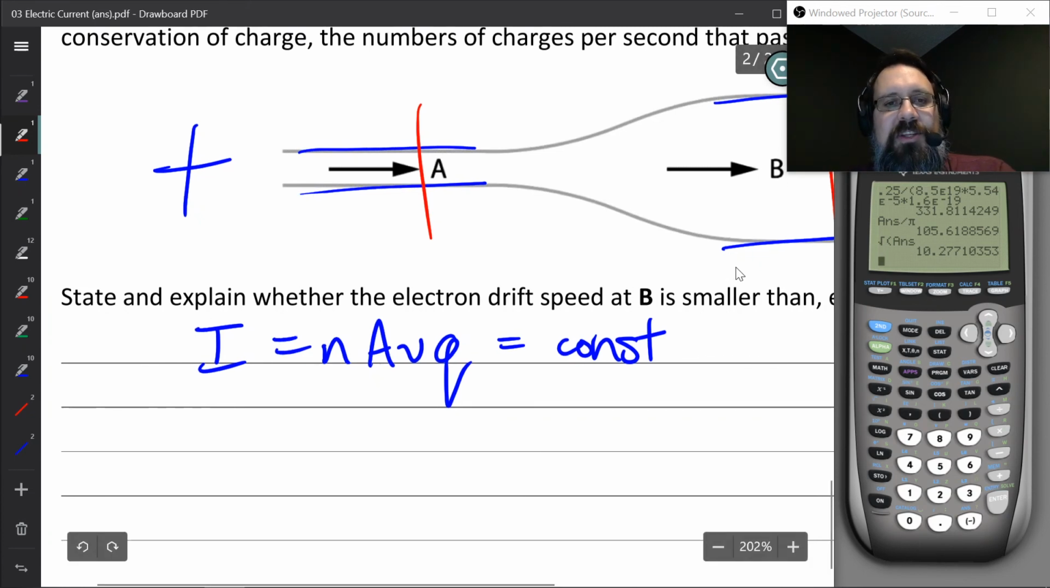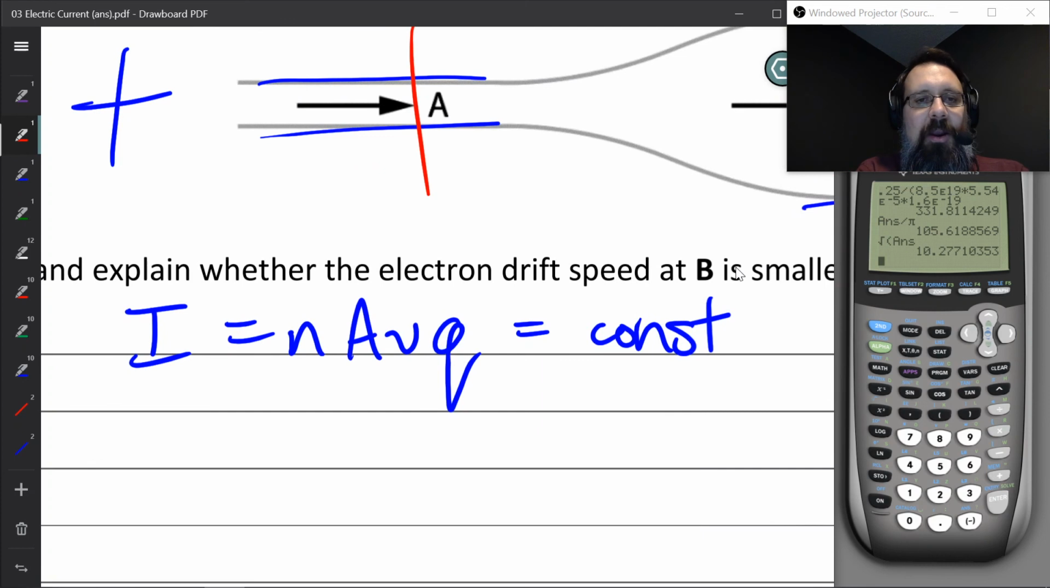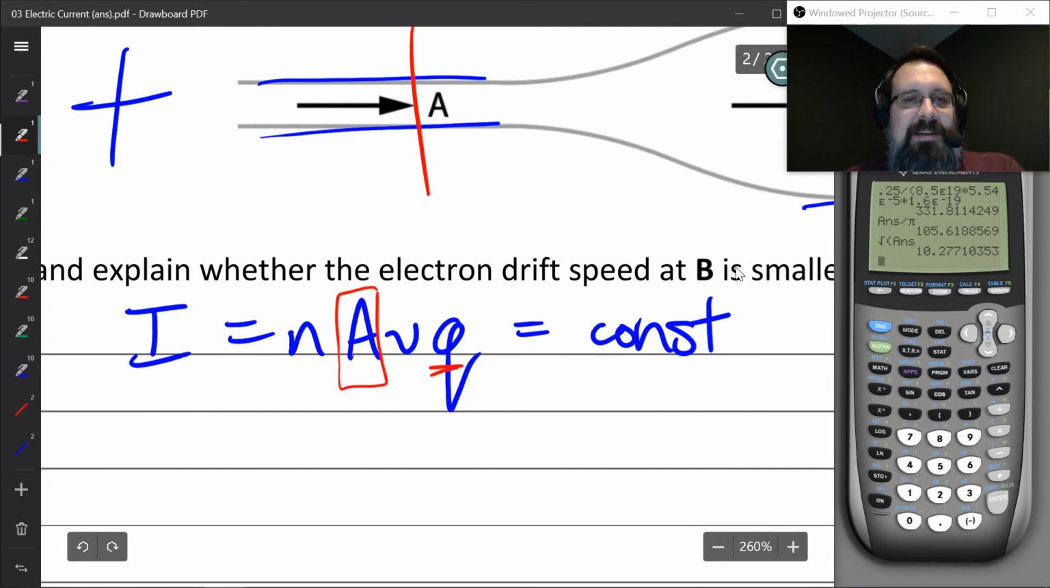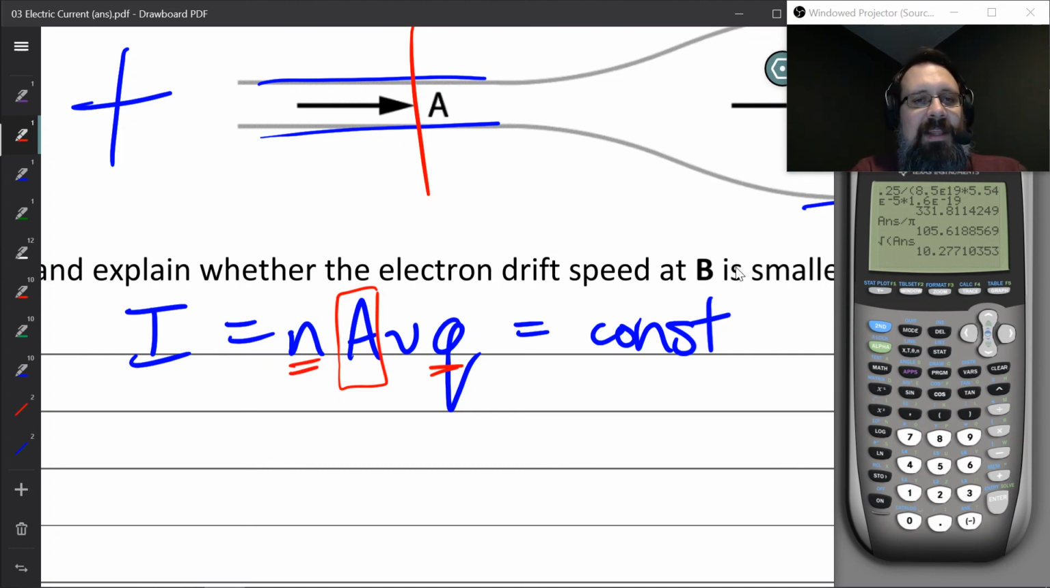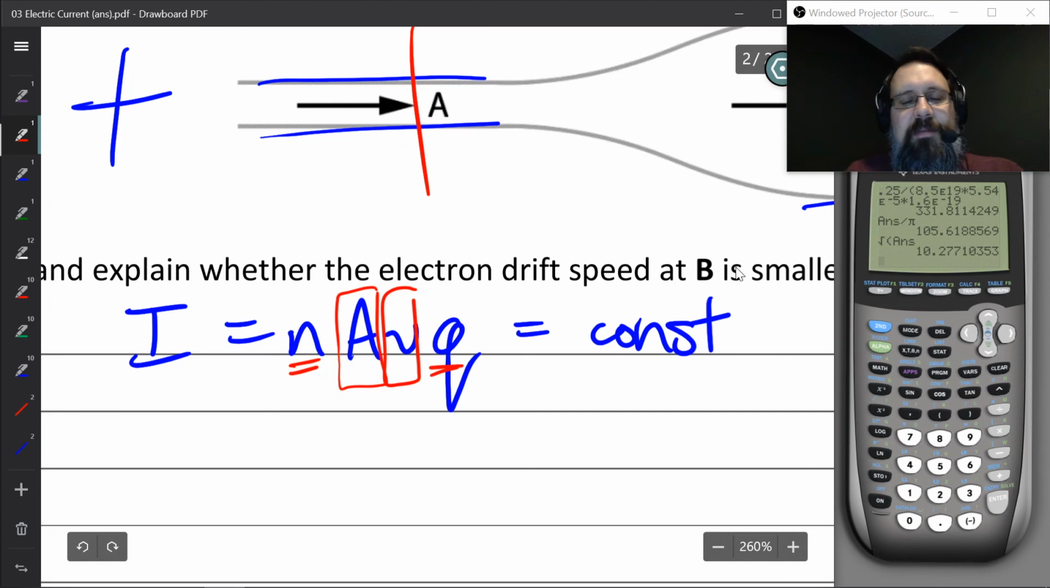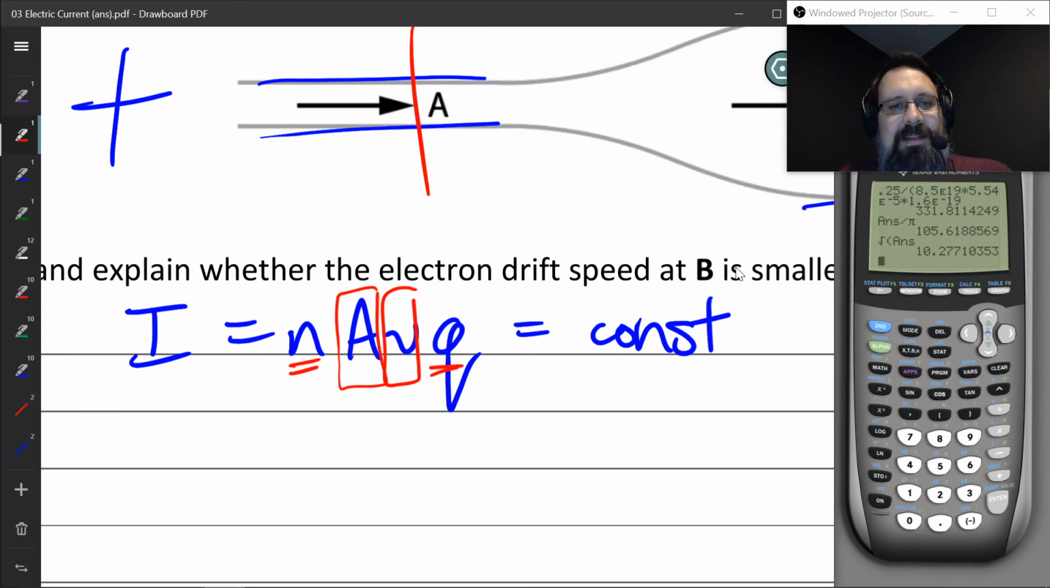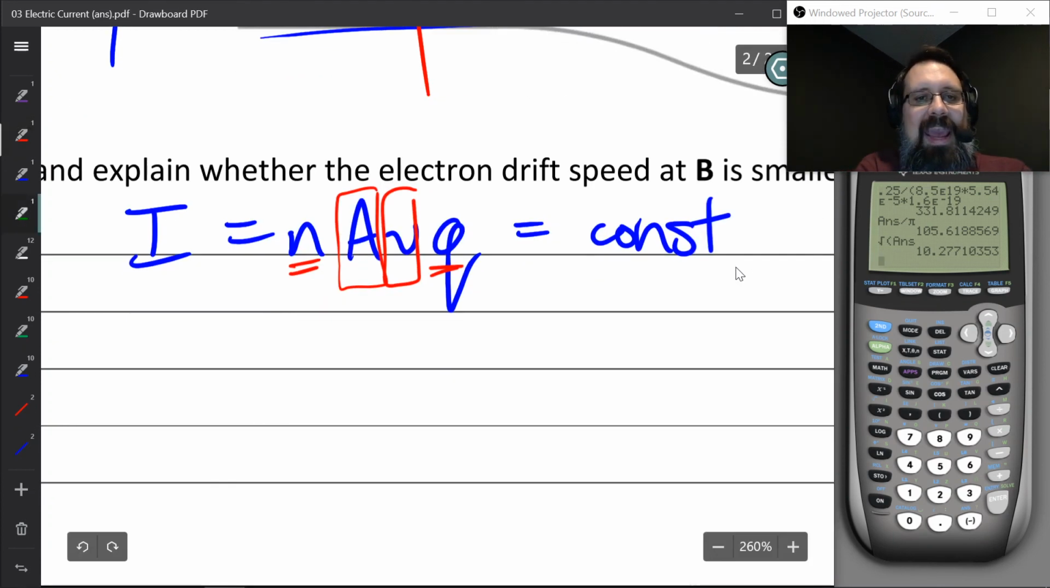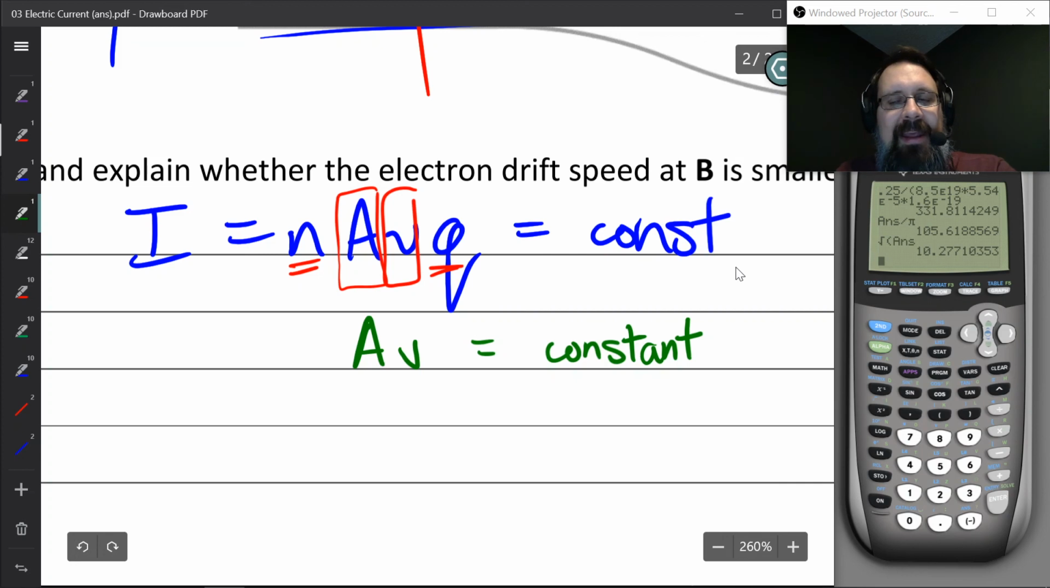But now notice what's changing is that the area is changing, but the charge carriers, electrons, are staying the same. The material is staying the same, so same charge density. So then that means that the velocity will change. If nAvQ is equal to a constant, then you can realize that Av is also equal to a constant, so I just divide by n and q. Well, n and q are constant. So you see that Av is constant.